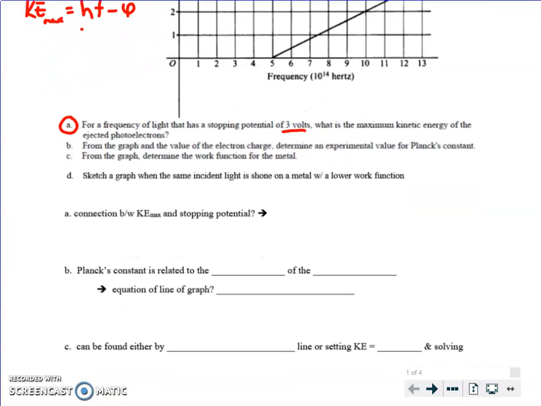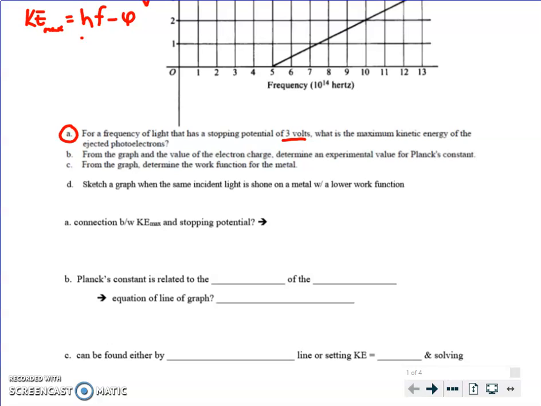So what is the connection between, and so I'm going to go down to A, right? What is the connection between kinetic energy max and stopping potential? In other words, what's the general relationship between kinetic energy and any voltage or potential? And that's something going back to earlier in the year, where the relationship between that is Q delta V. Okay, so this can be work, it can be energy, and then Q, of course, is the charge of the electron that's being knocked off.